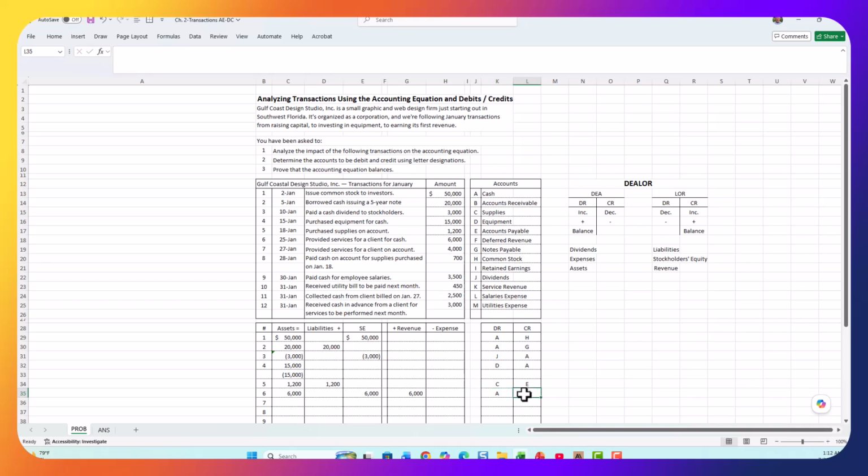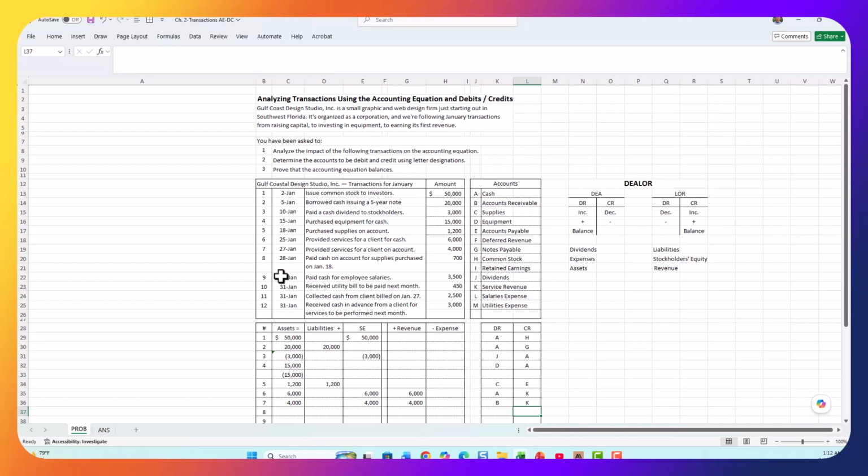January 27th, performed design services for a client on account, $4,000. Same kind of revenue, but this time it's billed rather than collected. So accounts receivable, which is an asset, increases instead of cash. The customer owes us. Service revenue increases equity because all revenues increase the equity account. So we'll debit B, accounts receivable, and credit K, service revenue.